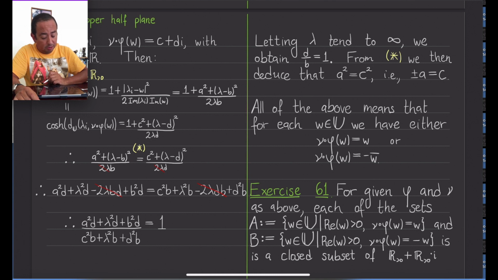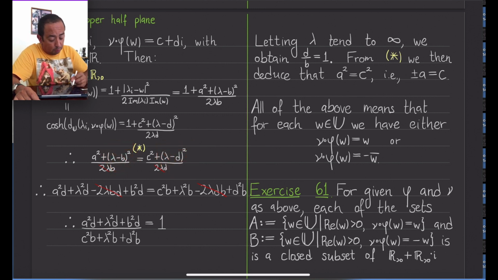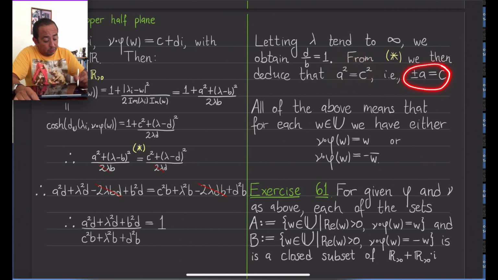Okay, b is equal to d. So when I come back here, I see that also this b can be cancelled with this d. And also I see that once I cancel that, then this is equal to this. So I can cancel it. And what I obtain is a squared is equal to c squared. So a is equal to plus or minus c.